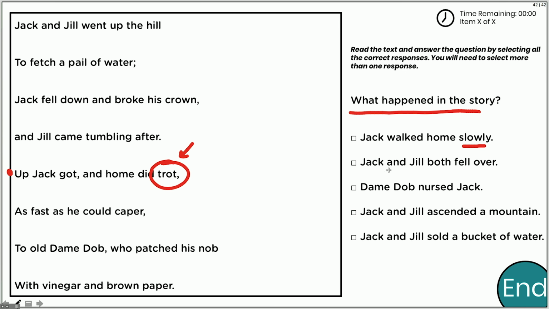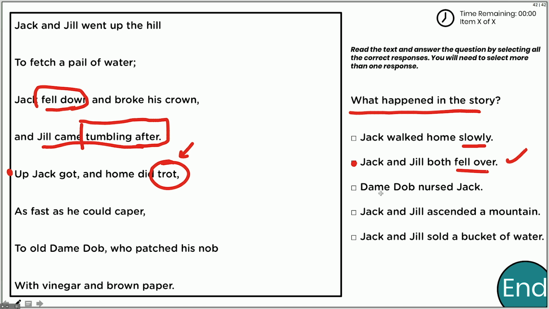Next one says Jack and Jill both fell over. Okay, so this says Jack fell down, and this says Jill came tumbling after. Okay, so fell over. So here we have some sort of paraphrase or synonymous language. Falling down, tumbling after, they both fell over. I think that's correct. So I'm going to choose that one there.